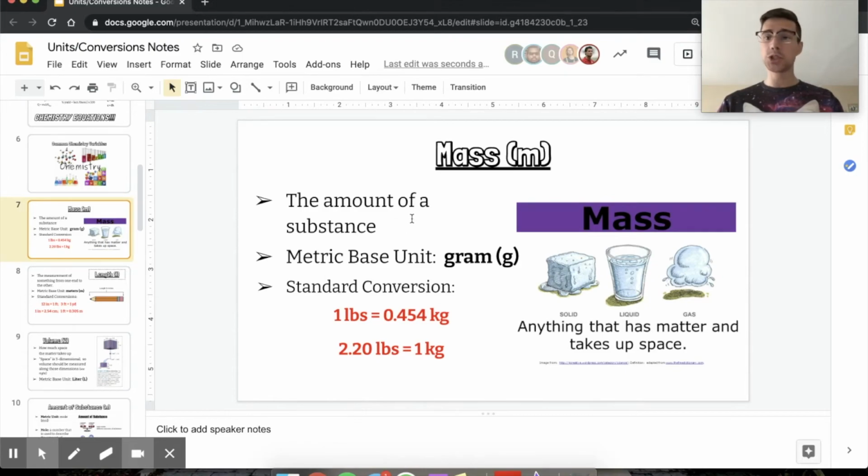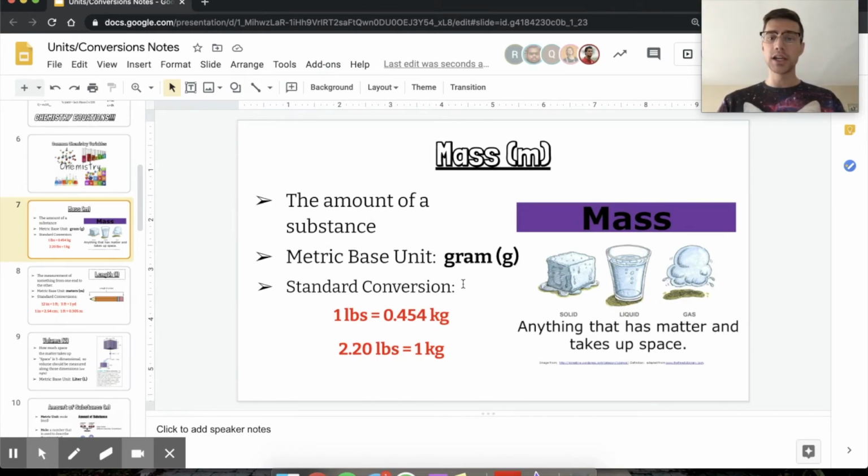So mass, we usually just put something on a scale and measure how much mass it is based on its weight, right? How much it presses down on a spring. We'll deal with this later on, but mass is pretty straightforward. The way that we measure mass in chemistry is with the gram.